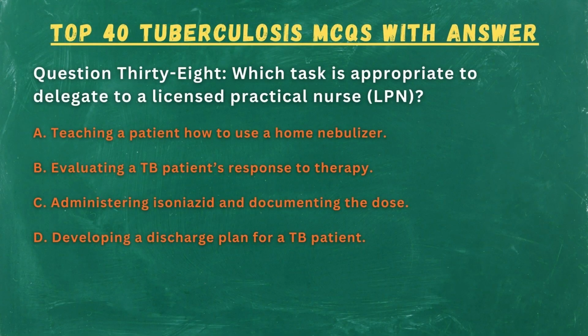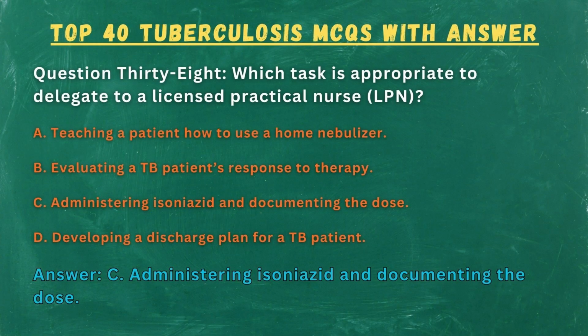Question 38. Which task is appropriate to delegate to a licensed practical nurse, LPN? A. Teaching a patient how to use a home nebulizer. B. Evaluating a TB patient's response to therapy. C. Administering isoniazid and documenting the dose. D. Developing a discharge plan for a TB patient. Answer: C. Administering isoniazid and documenting the dose.